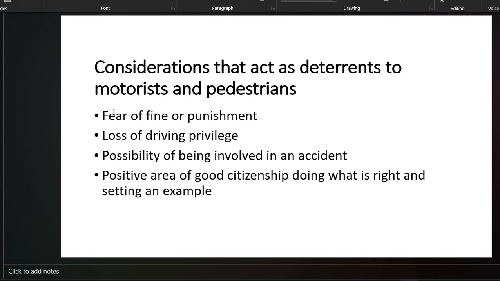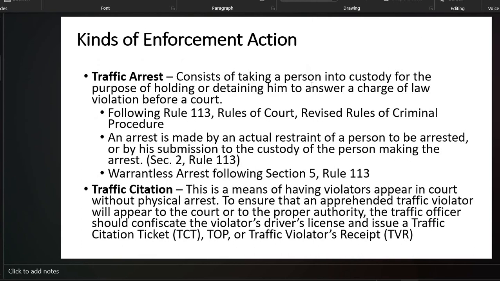So, marami rin namang mga nagpa-viral na drivers who are in good behavior na kino-commend ng karamihan. Kind of enforcement action. Number 1, traffic arrest, traffic citation. So, ito po yung mga possible sanctions na pwedeng makuha ng isang tao. Arrest consists of taking a person into custody for the purpose of holding or detaining him to answer a charge of law violation before a court. So, pwede silang arestuhin. Citation naman, pwede silang tikitan.